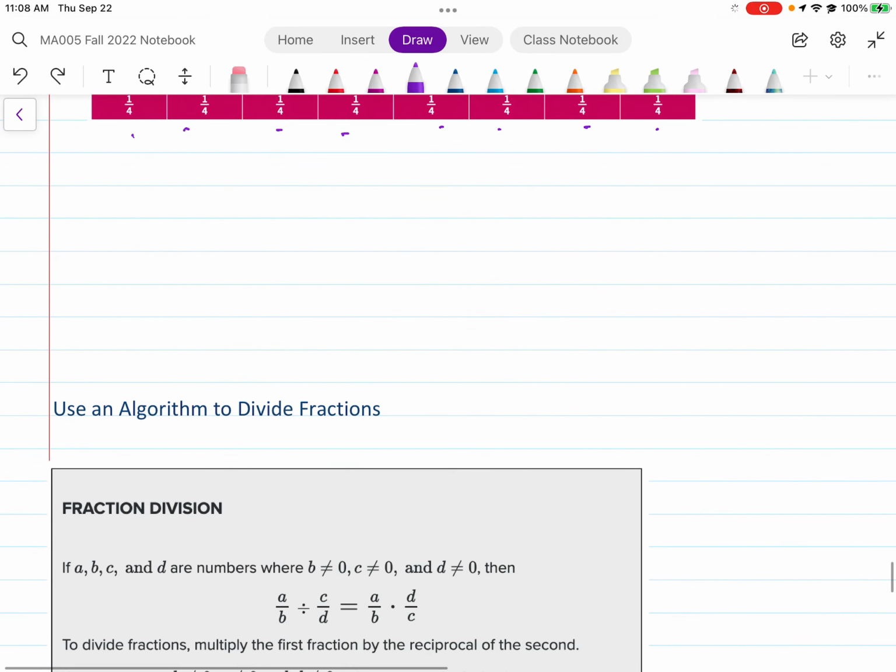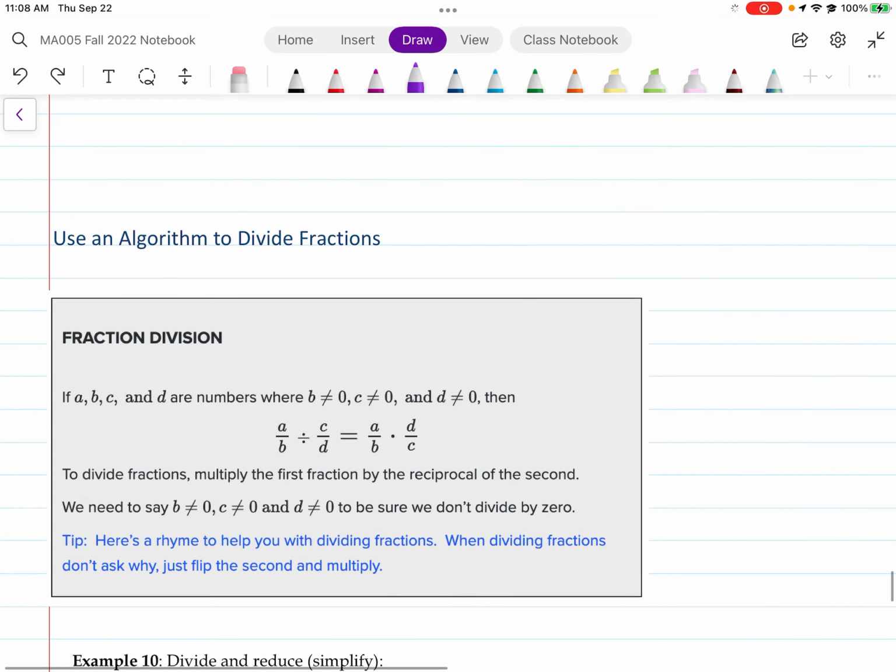All right, so now we're just going to use the algorithm and not models. So here's how fraction division works. If we have a over b divided by c over d, then that equals a over b. Notice it has not changed. I'm going to make this a different color. A over b times d over c. So notice that the divide changed to a times, and we flipped the second one.